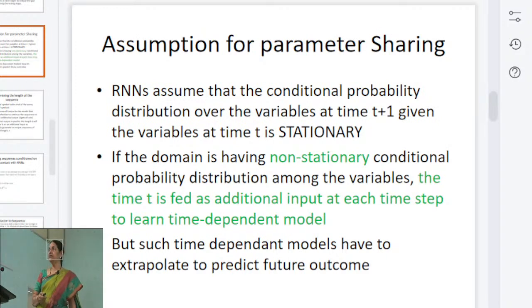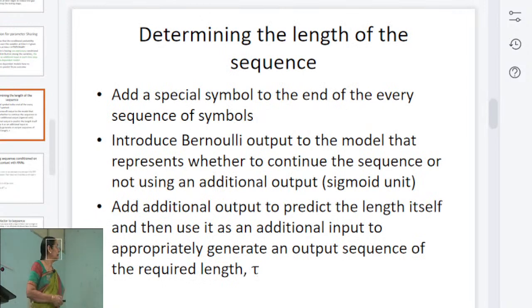Now, determining the length of the sequence. Because the RNNs are equally capable of handling varying length sequences as well as equal length sequences, sometimes you would be required to know the length of the sequence. Add a special symbol at the end of every sequence of symbols, so that you know that it is the end. Introduce a Bernoulli output to the model that represents whether to continue the sequence or not, using an additional output.